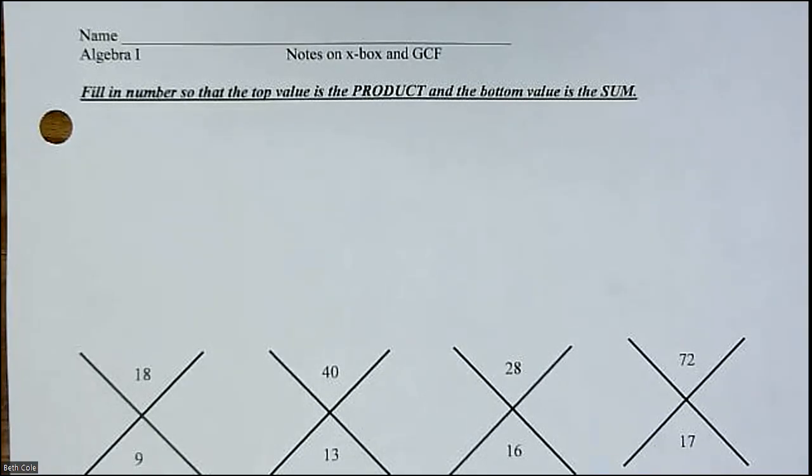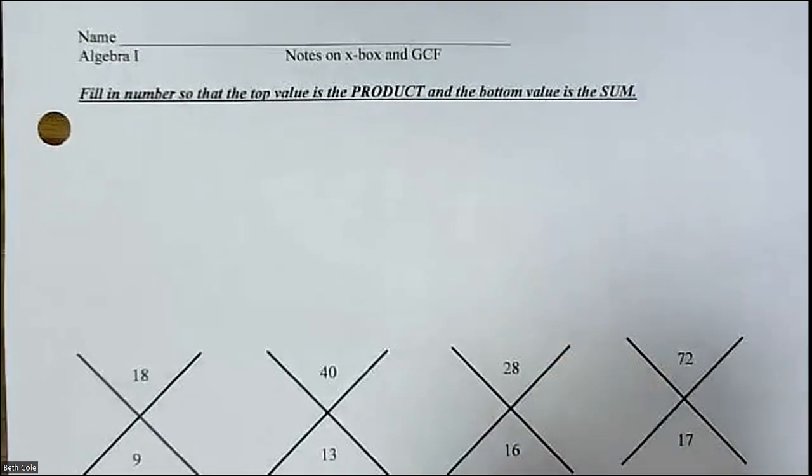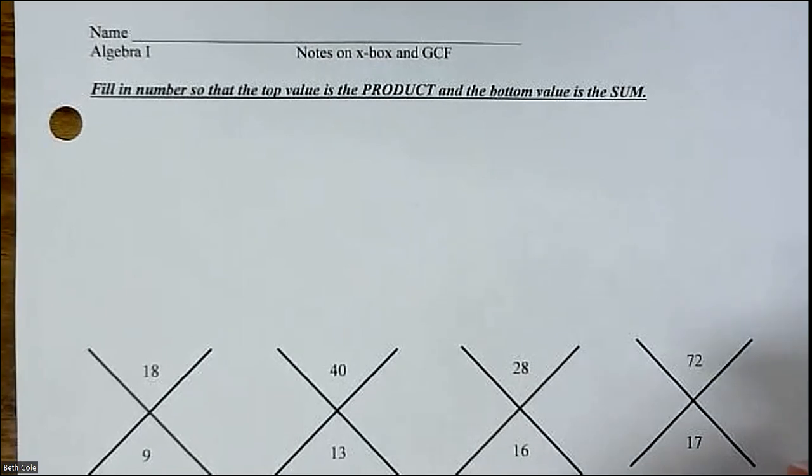All right, so this next thing that we're going to look at leads into the second type of factoring that we're going to do. So we're not going to actually factor anything. We're just going to play Xbox, is what we call it. These little Xbox problems.